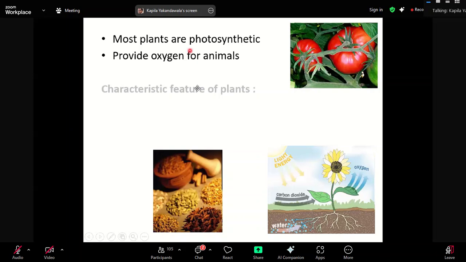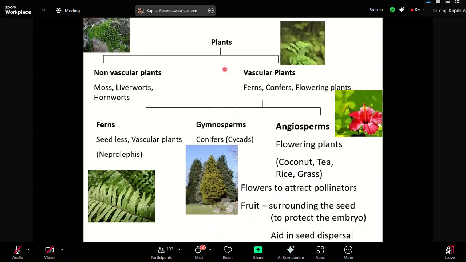Then plants became photosynthetic and they produce oxygen. So what are the characteristic features of these plants? They protect the embryo. Higher plants protect the embryo. The embryo is well protected. If you look at a mango, the seed is well protected by flesh. Right. So based on that, you have to remember this classification.